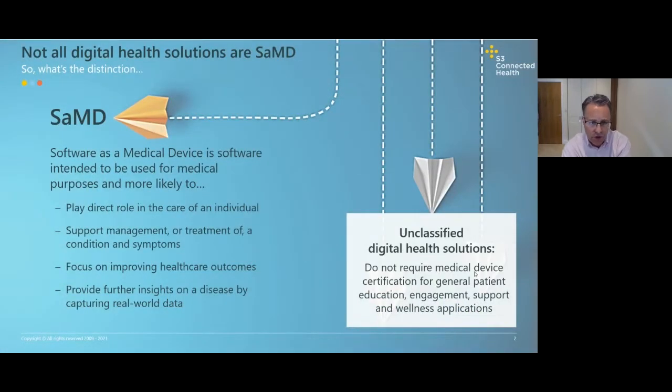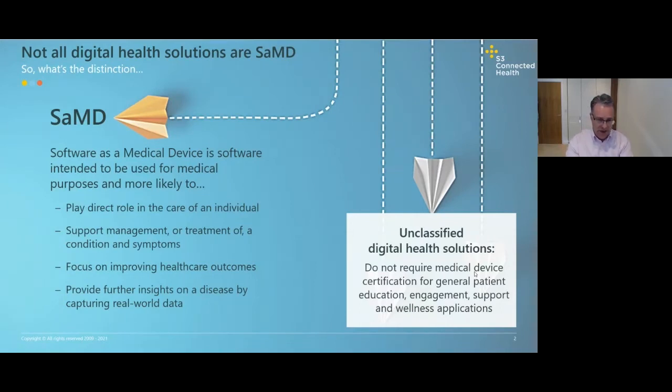So for those looking to build digital health solutions, it's really important to understand what typifies a solution being classified as SaMD, software as a medical device. While all products classified as SaMD will be digital health solutions, not all digital health solutions will be classified as SaMD. So it's really important to be clear on where the differences lie.